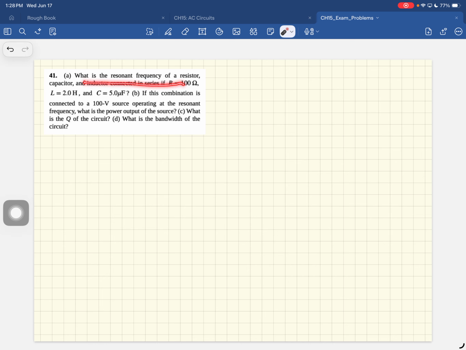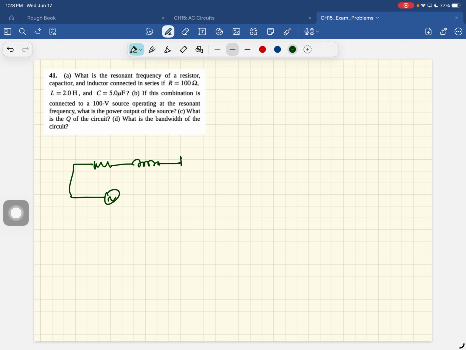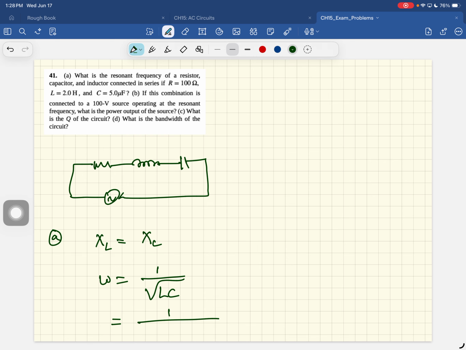And let's actually, the problem doesn't ask us that. What is the bandwidth of the circuit? They do ask us. Bandwidth is this guy. And that's R over L. Okay, so what this means is, half of delta omega is 25 radians per second.